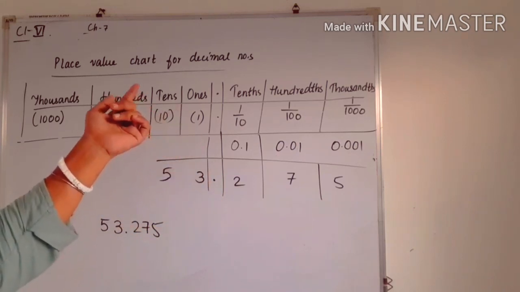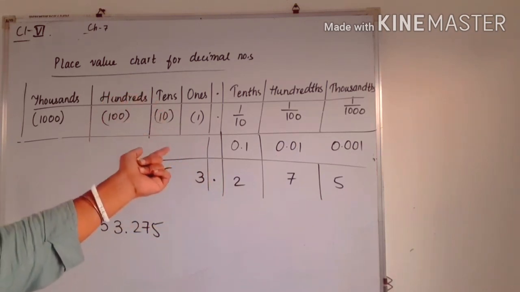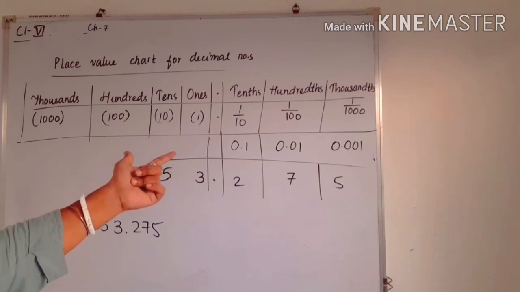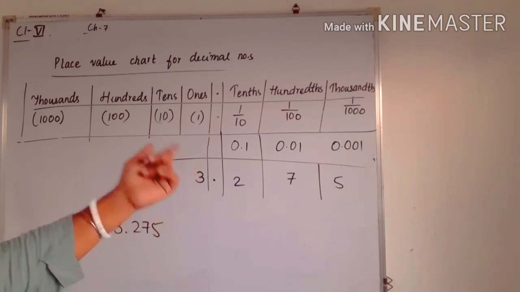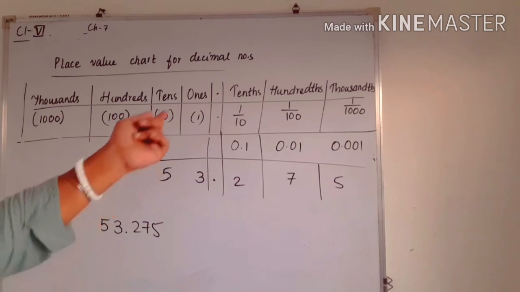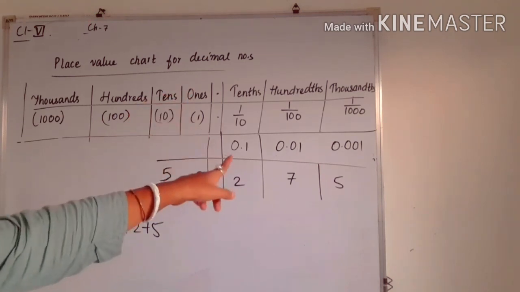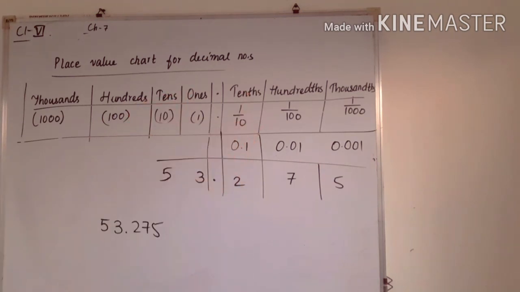So tenths means 1 by 10, and you know how to represent it in decimal: 0.1. Like 2 by 10 is equal to 0.2, similarly 1 by 10 is 0.1. 1 by 100 will be 0.01, and 1 by 1000 will be 0.001. So just read this much. In the next class I am going to start the next exercise, and there is one more topic left, representing a decimal number on a number line, how to show it on a number line.